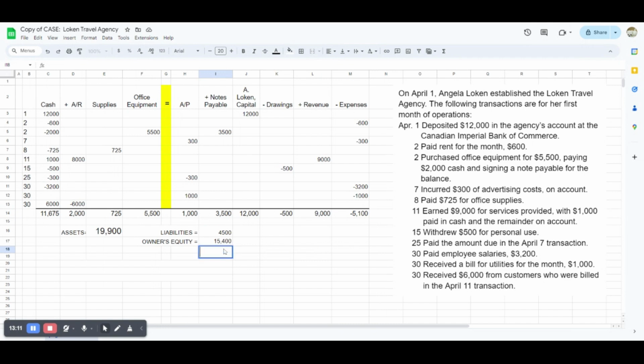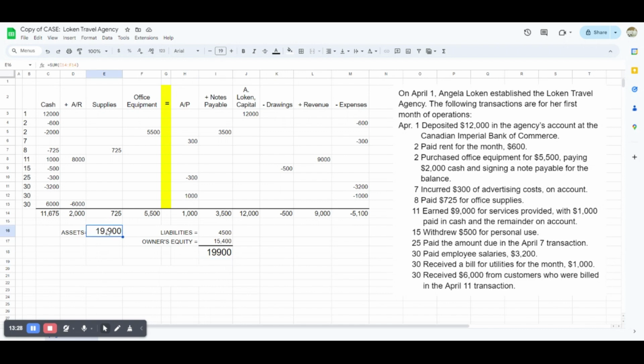Now let's add liabilities and owner's equity and see if it equals assets. Okay, so it does. There, now you can see how assets, which is 19,900, equals liabilities plus owner's equity, and this is just the accounting equation. So I guess now you know how to do this kind of equation analysis sheet.